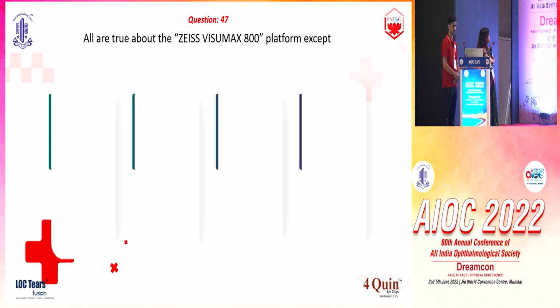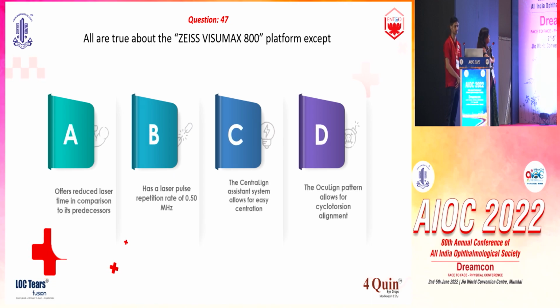All are true about the Zeiss VisuMax 800 platform except: offers reduced laser time in comparison to its predecessors; has a laser pulse repetition rate of 0.5 megahertz; the central line assistant system allows for easy centration; the Oculine pattern allows for cyclotorsion alignment. And the timer please.